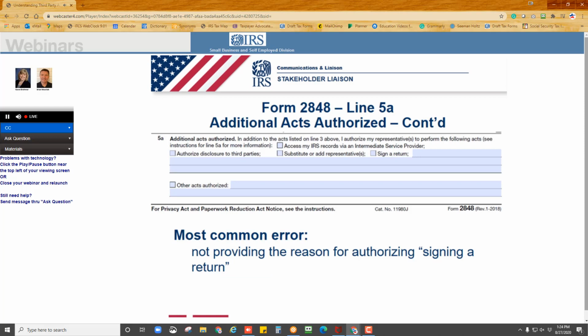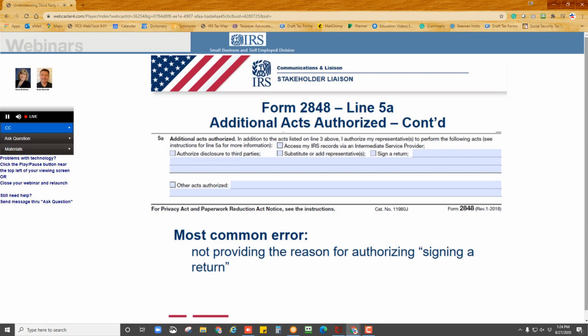Move on to the next slide. The most common error we see on line 5A is not providing the reason that the client or taxpayer is authorized to sign the return. Because you can't just check the box. You have to write a specific statement and give a reason as to why the rep is signing the return in place of the client.